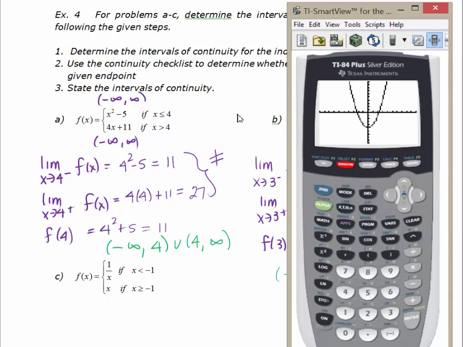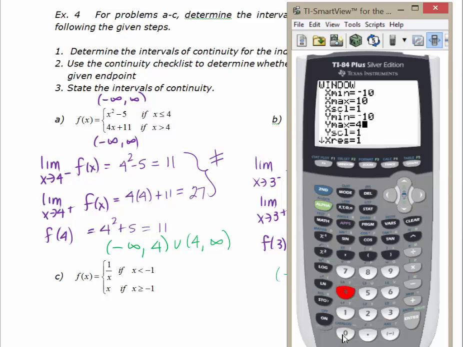So I'm going to go into my window, and I'm going to leave the x values alone, but my y min, I'm going to leave that at -10. I'm going to arrow down and make my y max, let's say 40. All right. Might change the scale to around 5 just to make it look a little neater, and then I'm going to graph it.